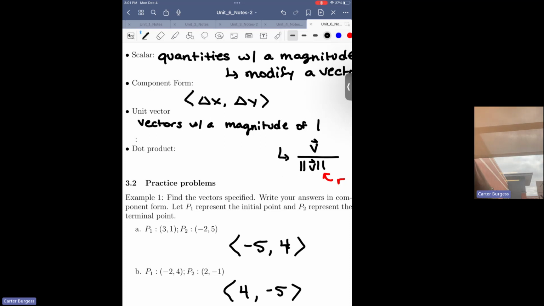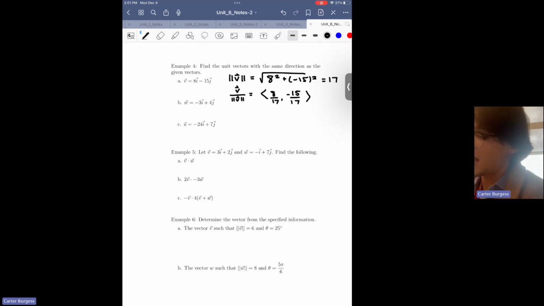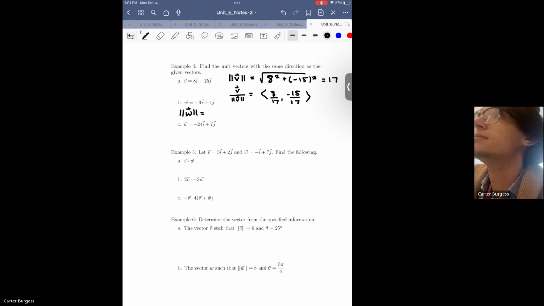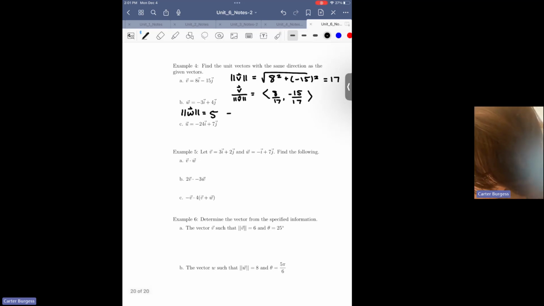All right, let's take a look at our solutions here for example 4. What was the magnitude that we found for W? That was 5. Square root of negative 3 squared plus 4 squared, you should get 5 there. And so our unit vector is going to be, and again, you can write this in component form or the ij form either way. I'll do the ij form just to showcase it here. Negative 3/5 i plus 4/5 j.